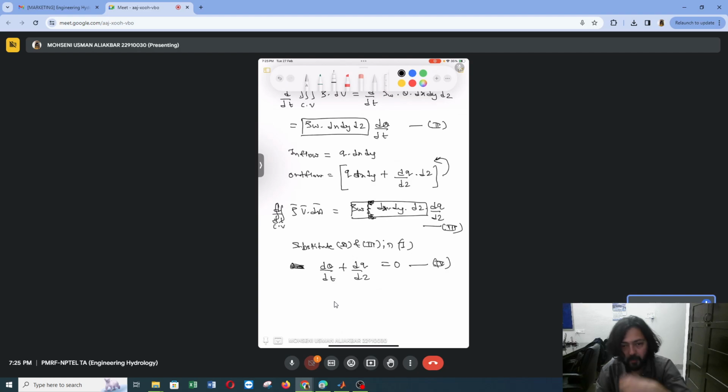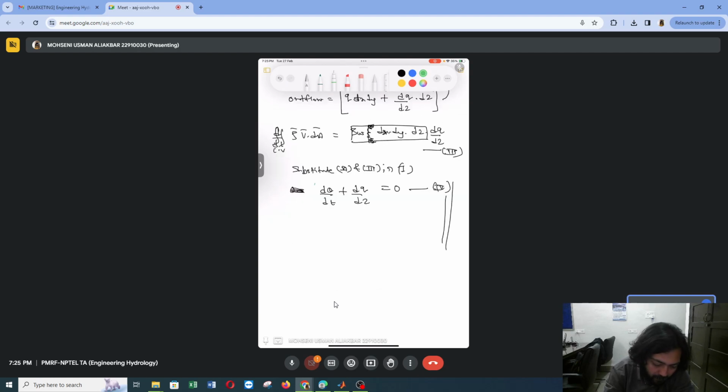This equation is nothing but the continuity equation for 1D unsteady unsaturated flow. This is the continuity equation. Now we'll apply the momentum equation, right? So what does the momentum equation give us? We need to apply first what is known as Darcy's law. So what does Darcy's law give us?